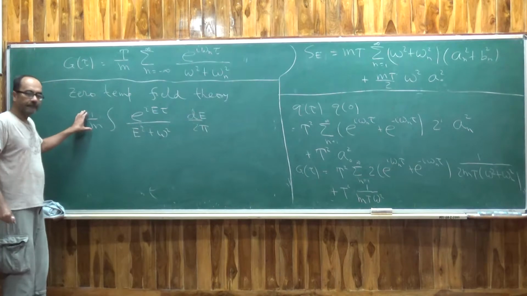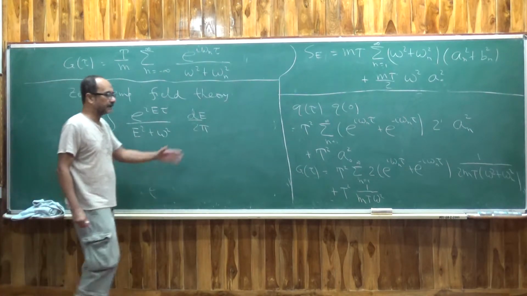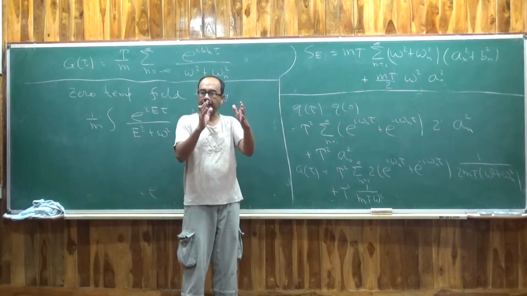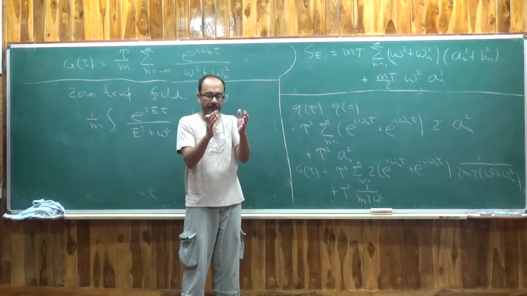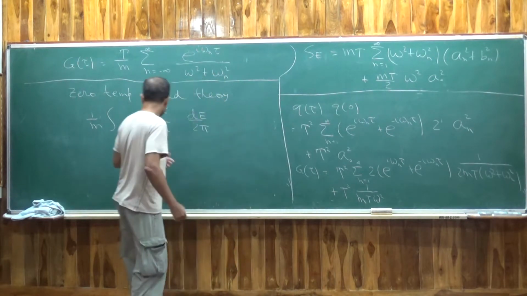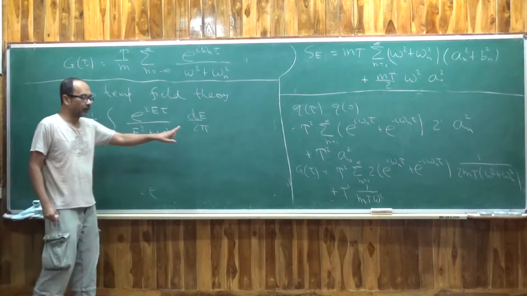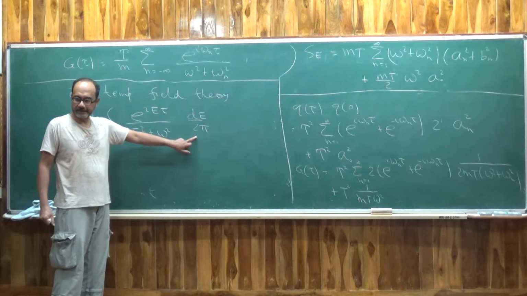This 1 over m over here is a reflection of the fact that the Euclidean action that we wrote down had an overall factor of m multiplying it. Right? So if there is an overall factor of m multiplying it, the propagator will have a 1 over m. That's this 1 over m. So this would have been the zero temperature field theory answer.